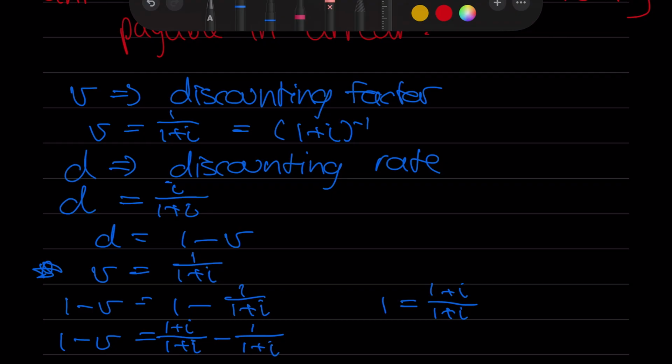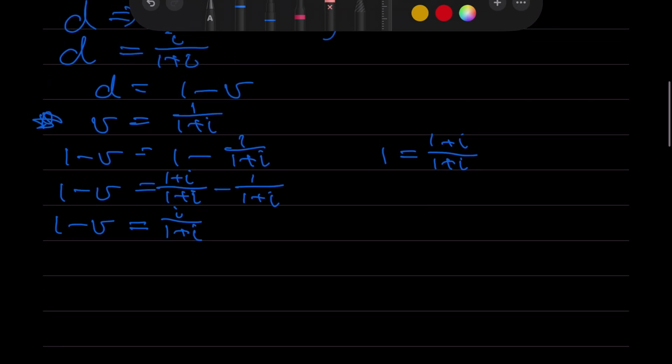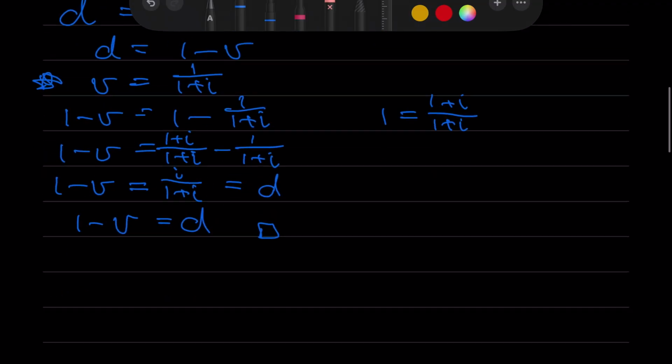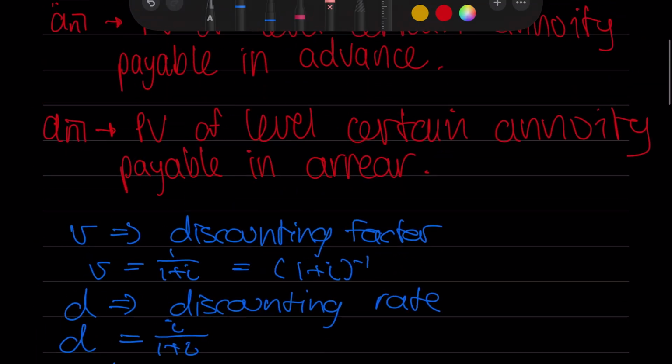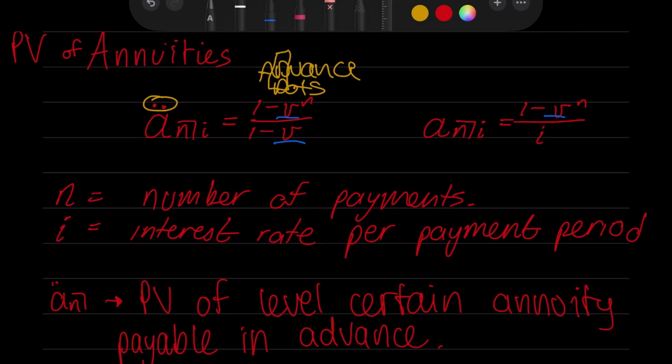Right, now we can simplify that a bit. And there we go. We can notice that the right-hand side is equal to d. Now we have proved that 1 minus v is equal to d. Nice. So now I want to jump in to writing these two formulas out in first principles.